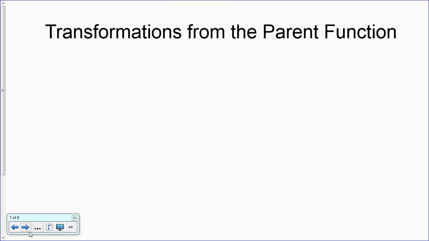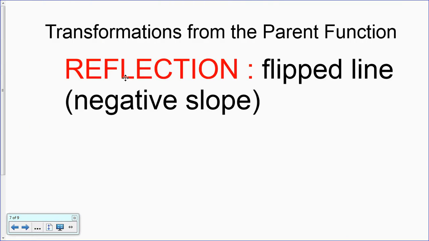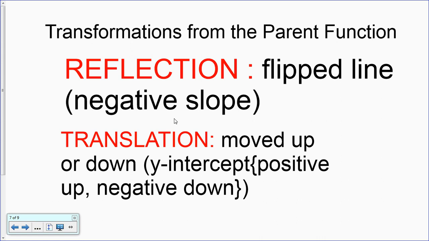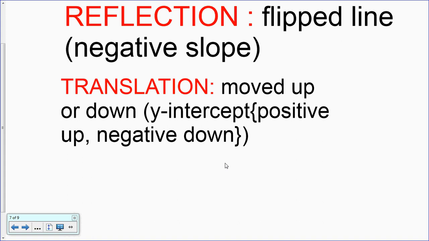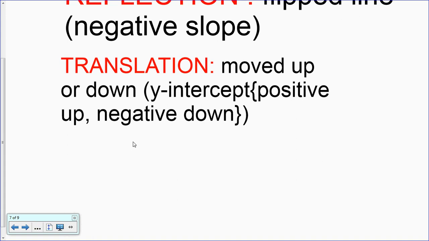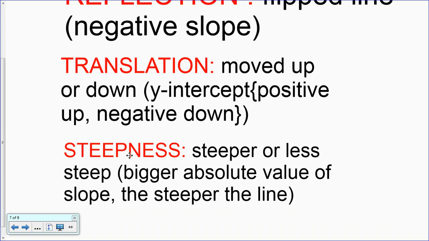Okay? So transformations. We got reflection, which is the flip line, which is a result of that negative in front of the slope, that negative sign. We got translations where it's being moved up or down. So when the y-intercept is positive, it goes up. Negative, it goes down. And then the last one, where'd it go? Is steepness. It's either steeper or less steep.